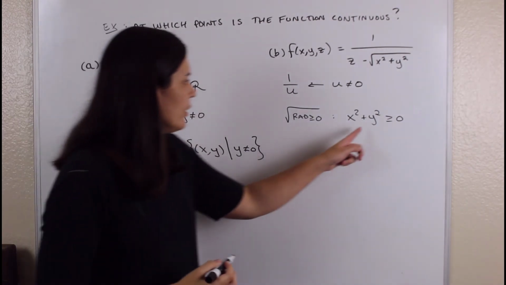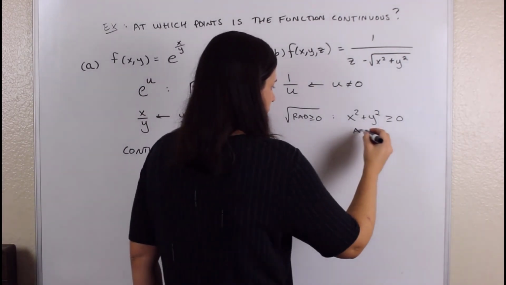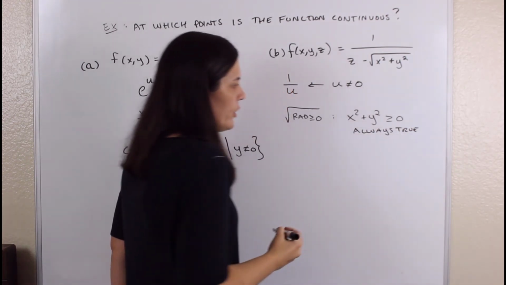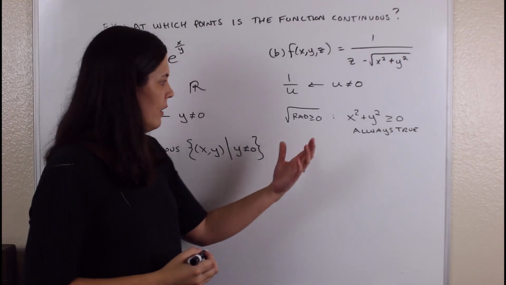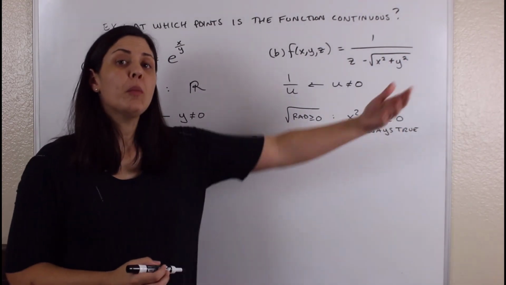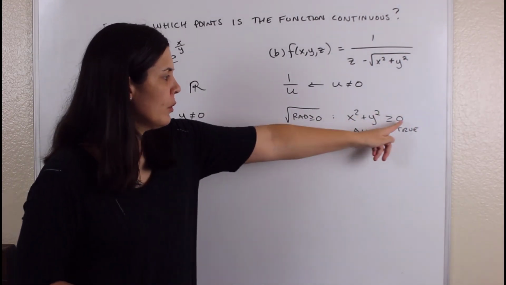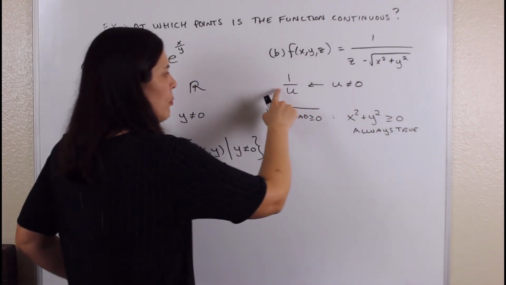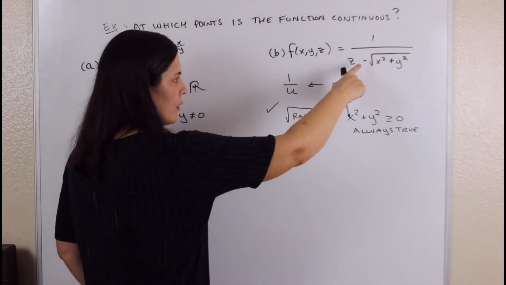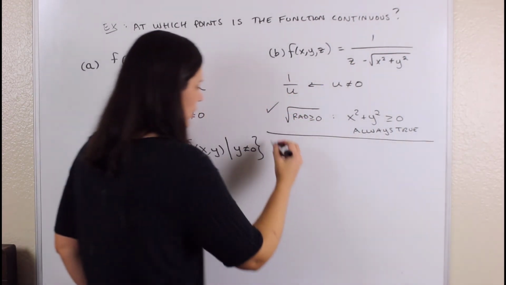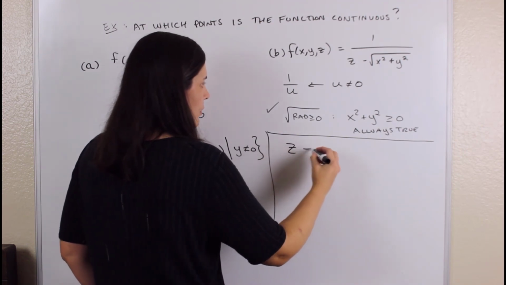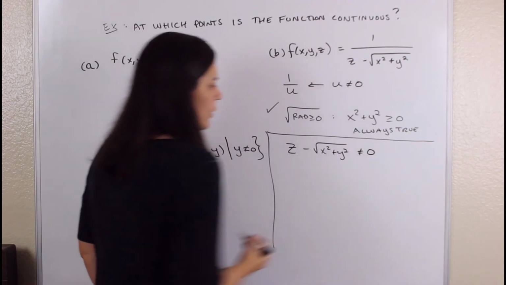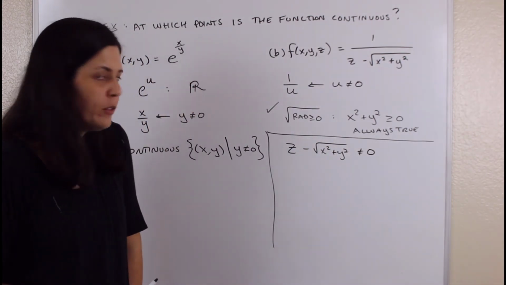Well, there's nothing really to do here, because this is always true. So that's nice. That one's always true, because if you square anything negative or positive, it's going to turn positive. And then when you plug in 0, you just get that this equals 0. So that part's taken care of. So going back here, the denominator can't be 0. So if we focus just on that part, the denominator, we have z minus square root x squared plus y squared cannot be 0. So this is what we have to exclude.